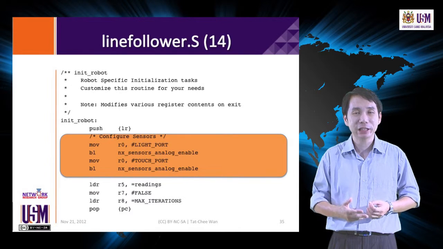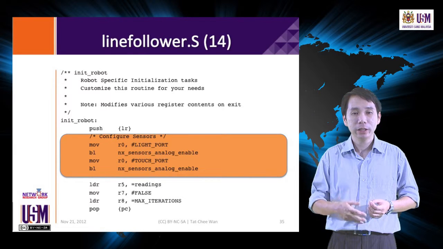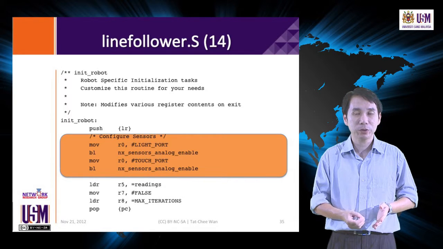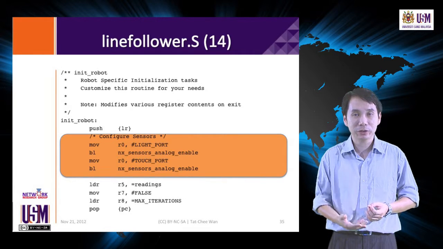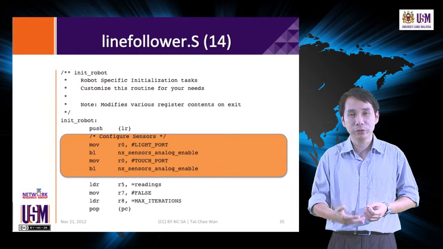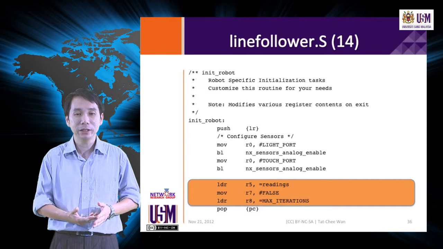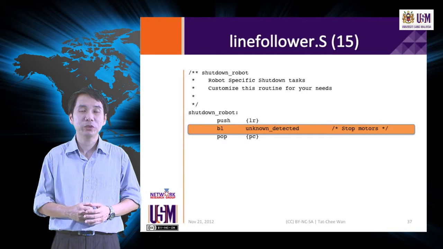Here we have the initialize robot routine. At the beginning, we will configure the sensors. For the line follower, we actually only need to initialize the light port, or the light sensor. However, we also initialize the touch port here, which is used later in a different robot in future. Next, we will initialize several of the registers with the settings or values that we need for the operation of the program.